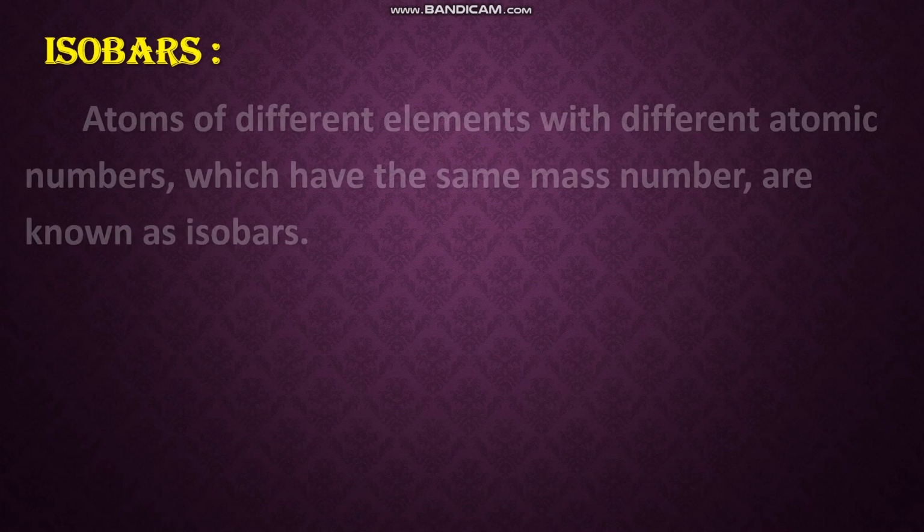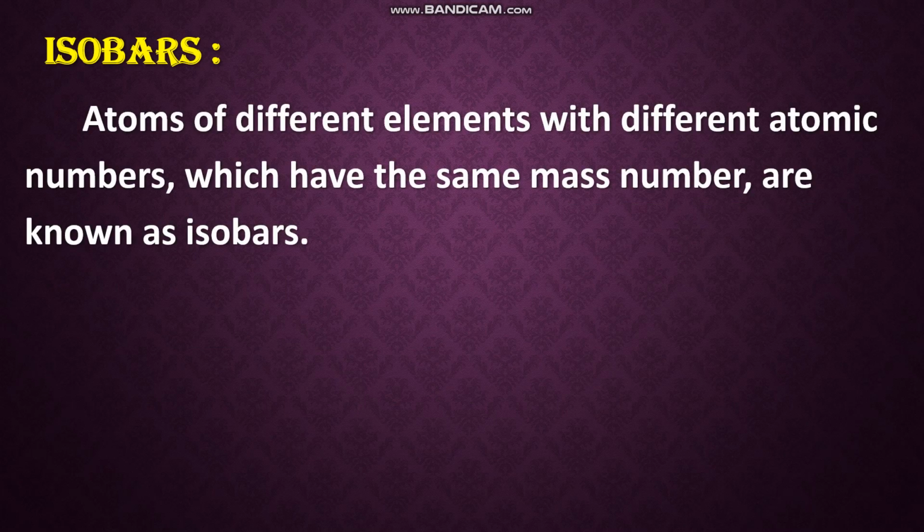Next we learn what isobars are. You now know isotopes are atoms of the same element having same atomic number but different mass numbers. But isobars have the same mass number but different atomic numbers. As the atomic numbers are different, tell me whether they are the same element or different elements. As atomic numbers are different, they are different elements. So atoms of different elements with different atomic numbers which have the same mass number are known as isobars.